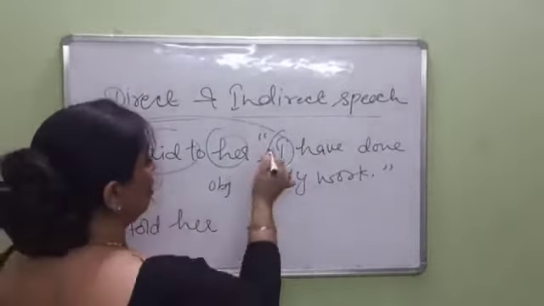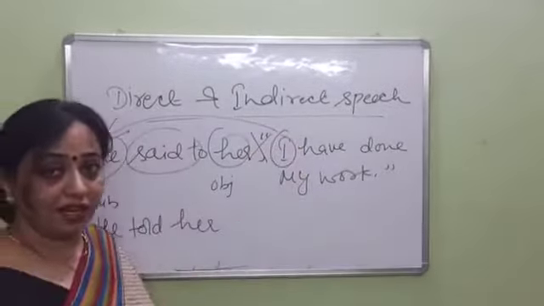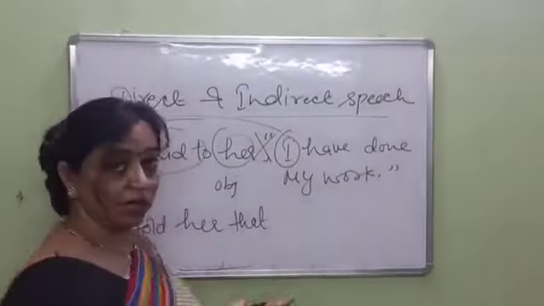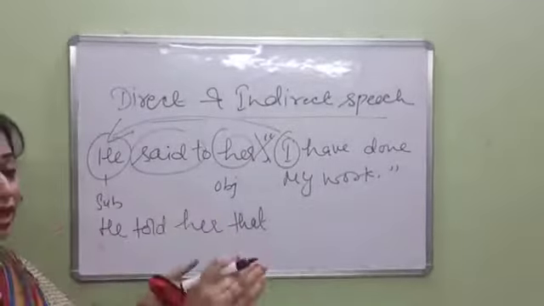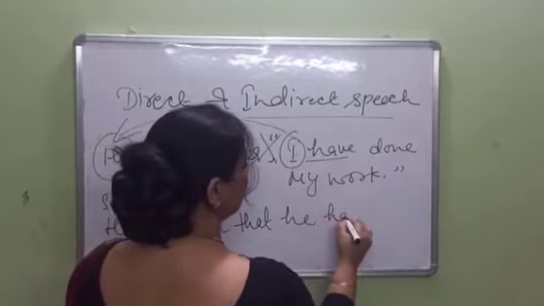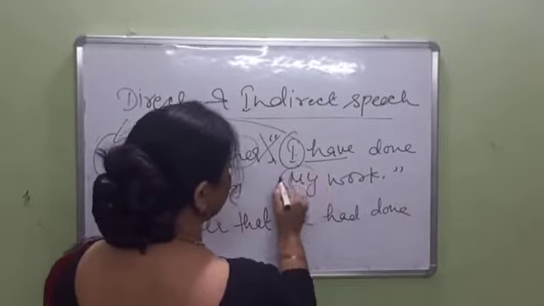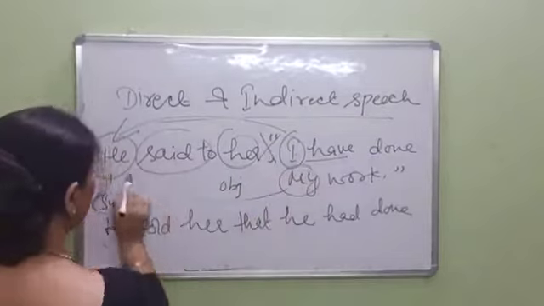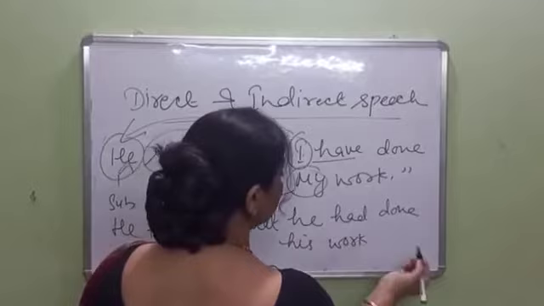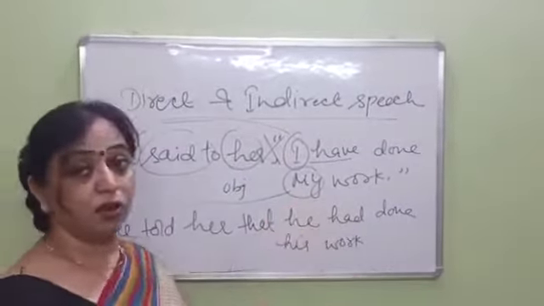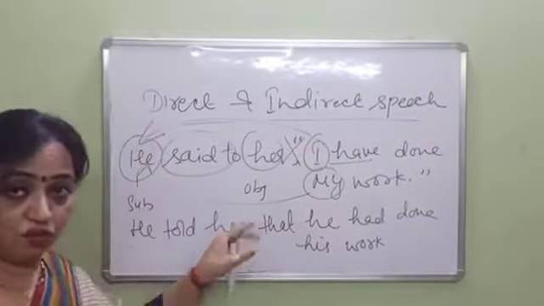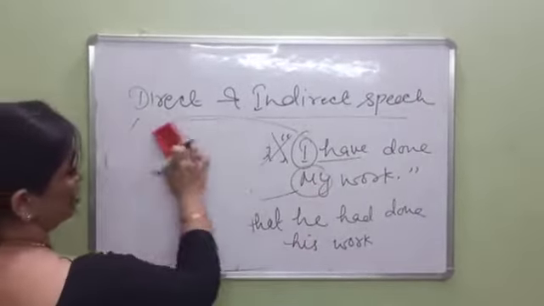The most important thing to do when you are changing direct into indirect: you have to remove the commas and you have to write "that" there. Clear? He told her that I will become he. Just like I told you, present will become past: he had done. My again is first person, it will again change into subject. He had done his work. Full stop. You are not going to write the commas here because you have replaced the commas with "that." This is the simple change which we do. Present to past, past to past perfect.